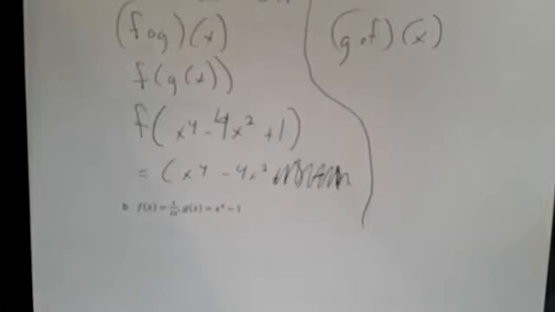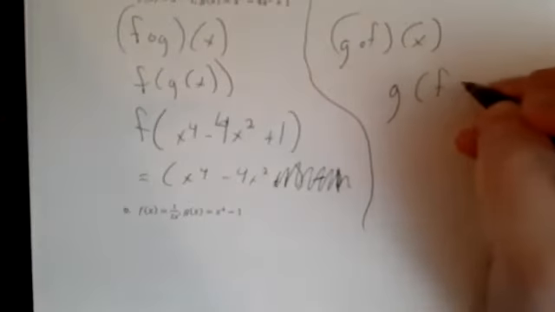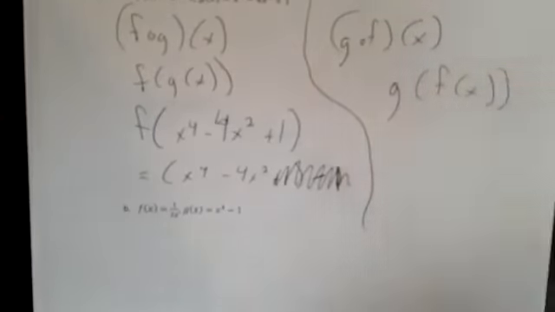If we do g of f of x, the first thing you should do is write out that definition. It's almost like you just drop the signs and throw more parentheses in there. But this is g of f of x.